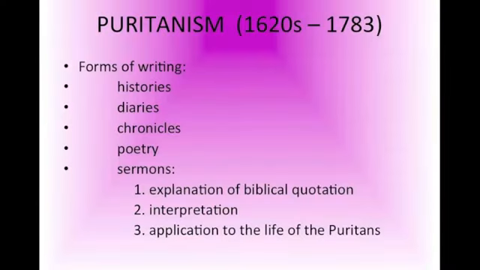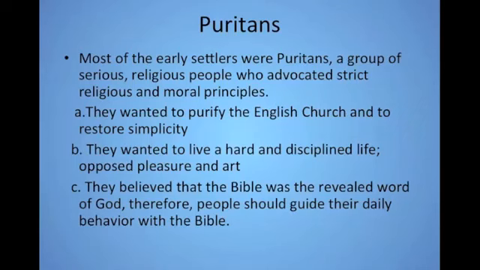The Puritans existed within the colonial period of American literature, the 1620s to 1783. The forms of writing included histories, diaries, chronicles, poetry, and sermons. They explained biblical quotations and interpretations, and they applied what they wrote about to the life of the Puritans. It has been argued that without the Puritans, there would be no American literature.